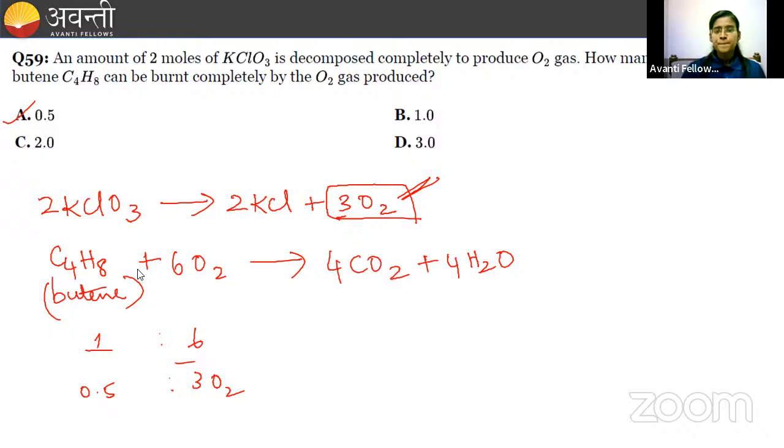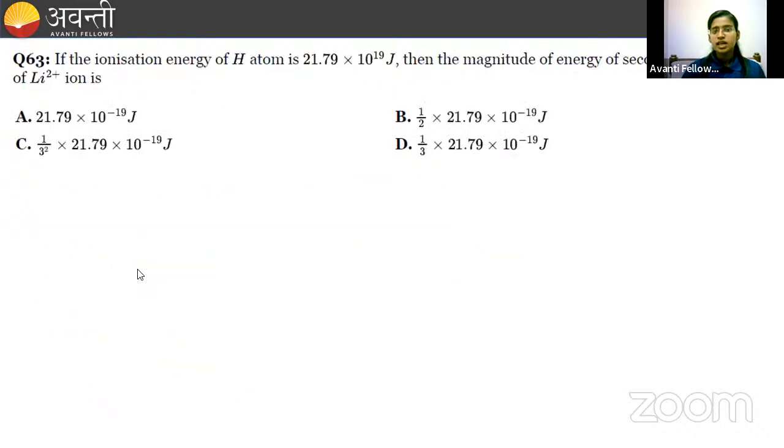Now moving on to question number 63. If the ionization energy of hydrogen atom is 21.79 into 10 to the power minus 19 joules, then the magnitude of energy of the second excited state of lithium 2 plus ion is. So we are provided with the ionization energy of hydrogen atom, and we have to find out the magnitude of energy of the second excited state of lithium 2 plus ion.